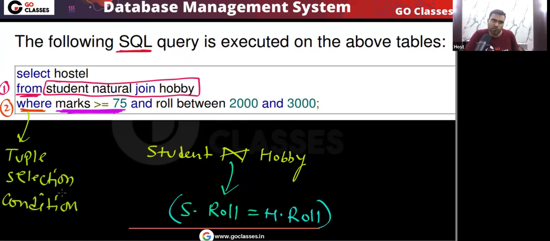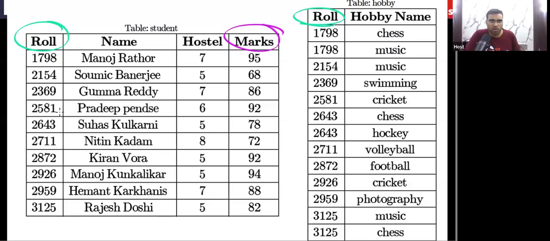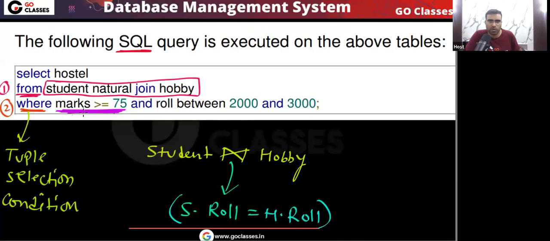So remember what we are doing. We want WHERE marks is greater than or equal to 75. So this tuple is gone because here marks is not greater than or equal to 75. Another tuple is gone where marks is not greater than or equal to 75. 75 is greater than or equal to 75, yes. Okay, yes or no? So these two tuples are gone, because we want marks greater than or equal to 75. And what else should happen?